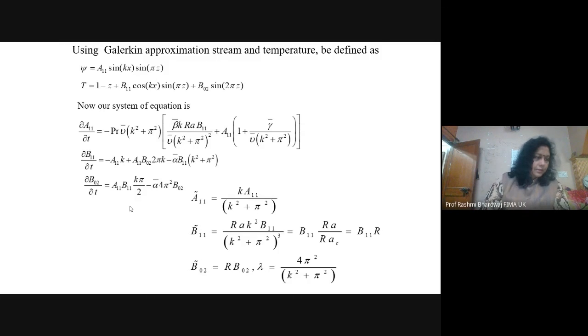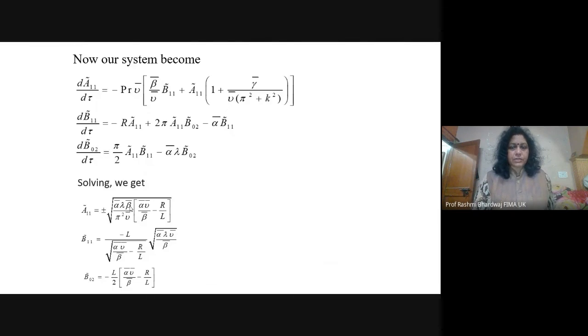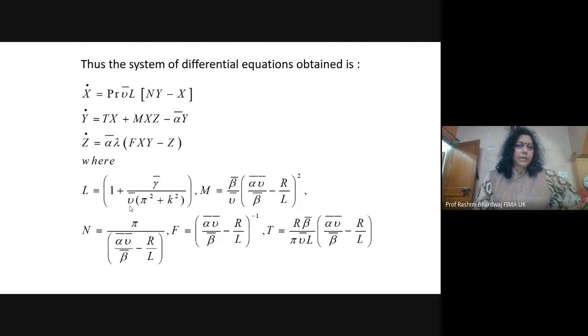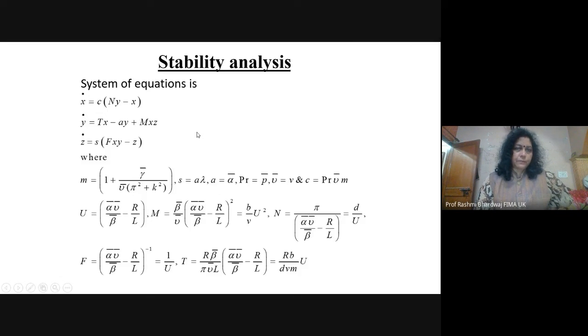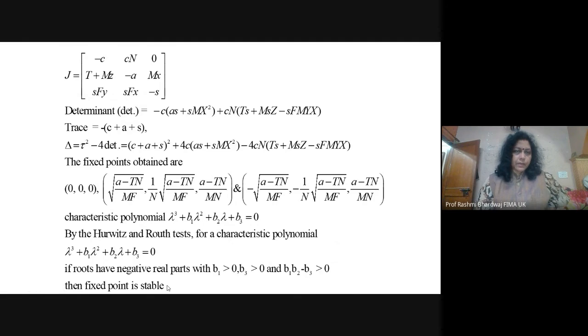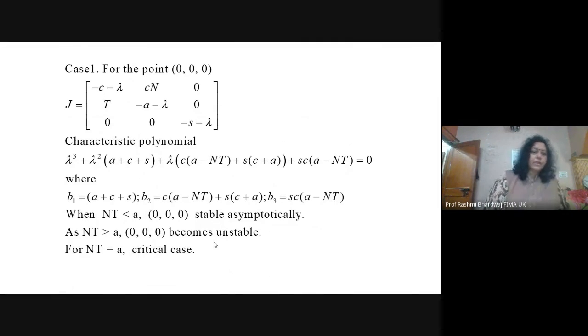These are the different approximations, and we are using the Galerkin approximation for stream function and temperature, and using this we try to transform the system into the form of the Lorentz system. Lastly, in terms of the Prandtl, Hartmann, and Reynolds numbers, we are able to transfer our system into the equations of the Lorentz model. All these parameters are given here, and you see that we are using the Jacobian, determinant, and trace to calculate the fixed point. Using the Routh-Hurwitz criteria, we try to find the stability points.